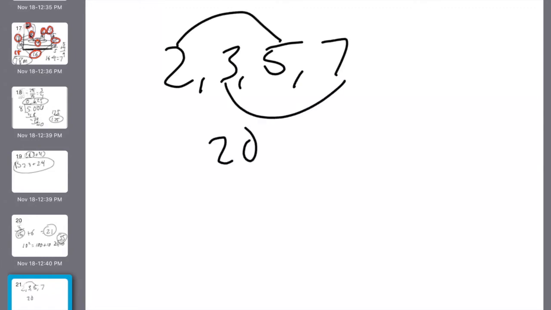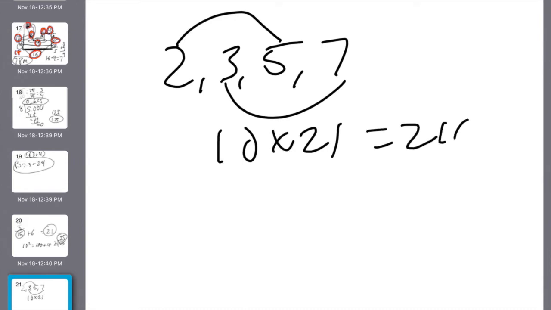2 times 5 is 10, 3 times 7 is 21, and I wrote the number 20 instead of the number 10. And 10 times 21 is 210. Number 15.